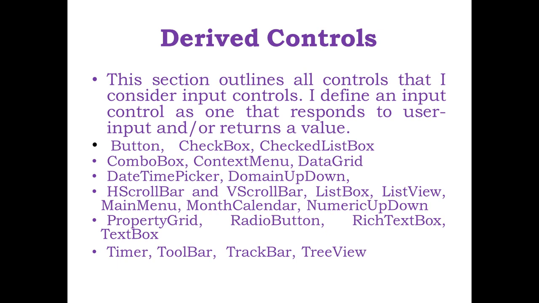Derived controls. This section outlines all controls that I consider input controls. I define input controls as ones that respond to user input and/or return a value. So: button, checkbox, checked list box, combo box, context menu, data grid, datetime picker, domain up down, H scroll bar and V scroll bar, list box, list view, main menu, month calendar, numeric up down, property grid, radio button, rich text box, timer, toolbar, track bar, preview.